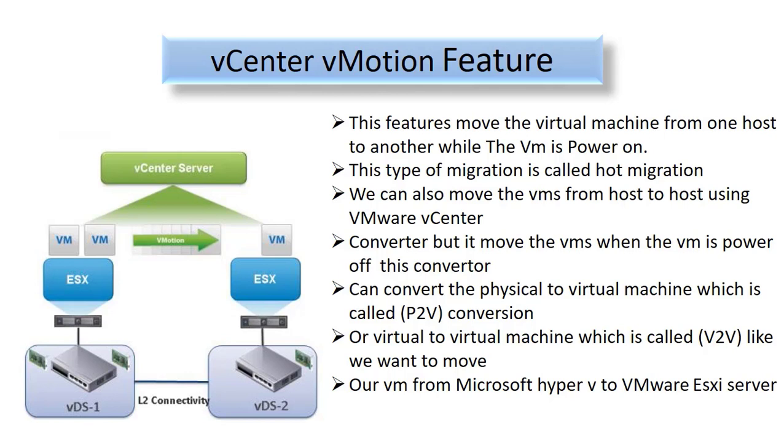For example, if we want to schedule maintenance for our server or increase our RAM or hard drive, we can move the machine from one host to another with the help of vMotion. So users are unaware of this migration, because the user doesn't see whether the machine is running from one server or another server.